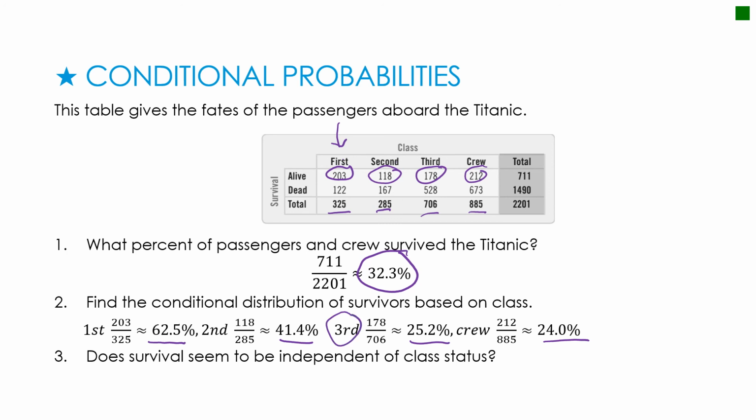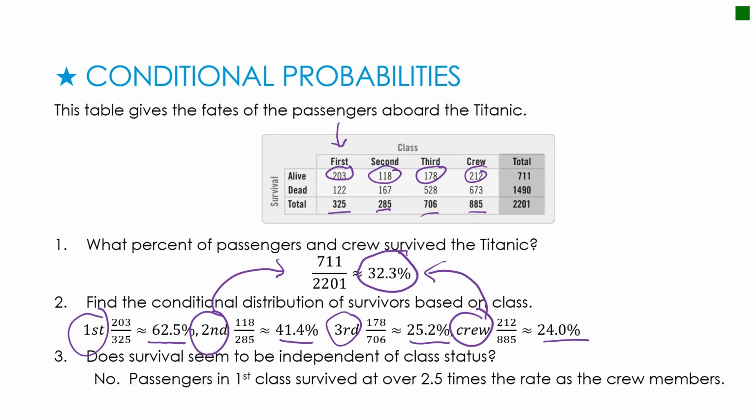So third and crew didn't survive as well as the overall total, whereas first and second survived better than the overall total. So are these independent? Absolutely not. If we thought that the class status was independent of whether or not someone survived, then we would expect to see the same percentage of each class and crew to have survived the Titanic. So obviously this is a no.